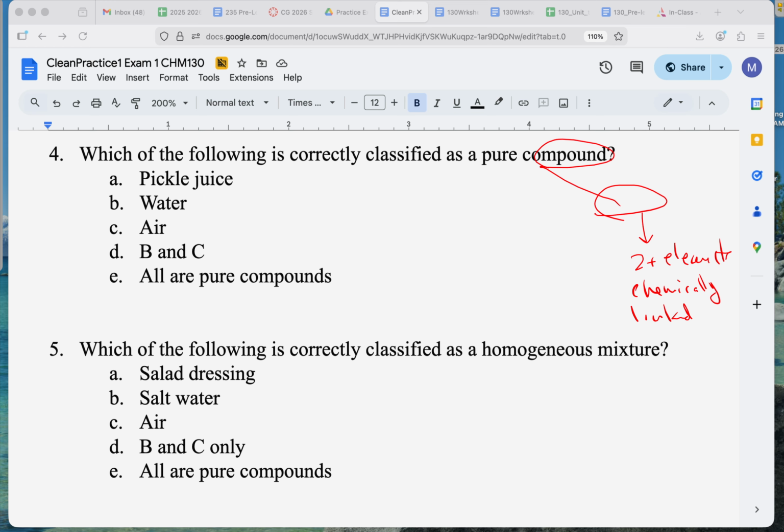So right now within this room, are we looking at a pure compound? What are we looking at? We're looking at the people within this room. If I'm a compound, what do you think you are? You're also compounds. But we're not pure. What are we?